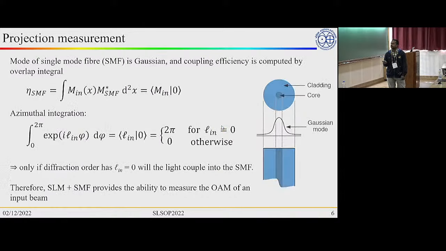In terms of measurement, whatever mode or superposition of modes you want to measure, you couple it to a single mode fiber. If you see this integral, the coupling efficiency depends on the mode that you send in and the mode of the fiber. Here I represent the fiber mode as 0, and whatever mode you have here is like this. Generally, mode functions are very complicated, whether you look at a fiber or anything.